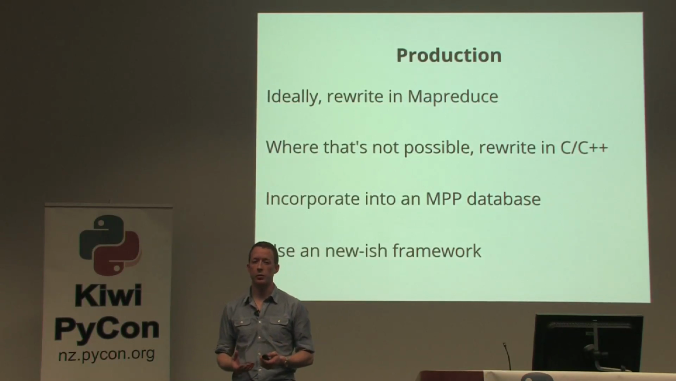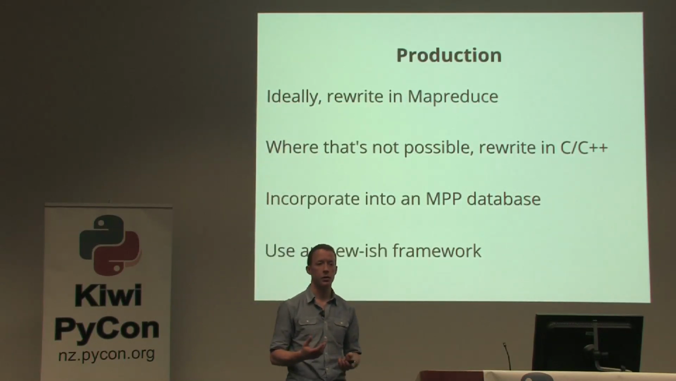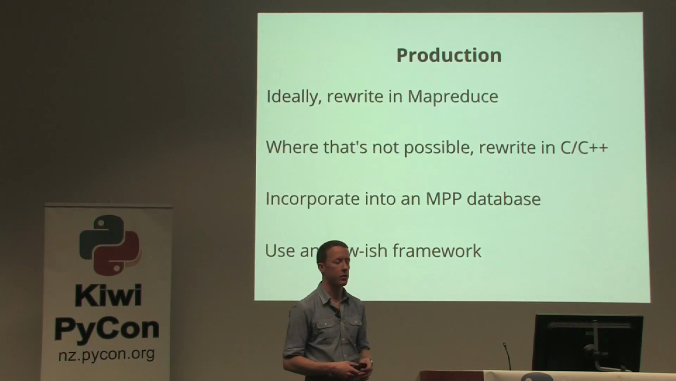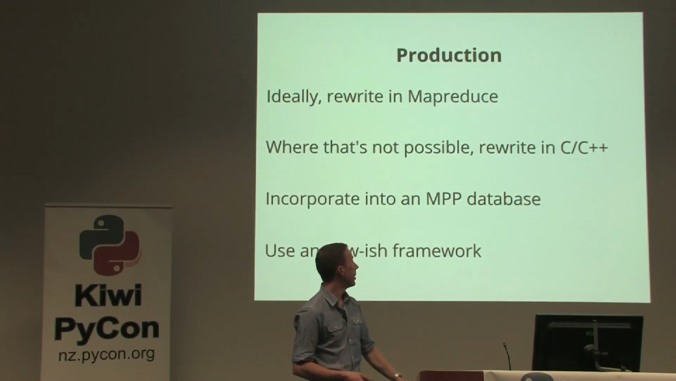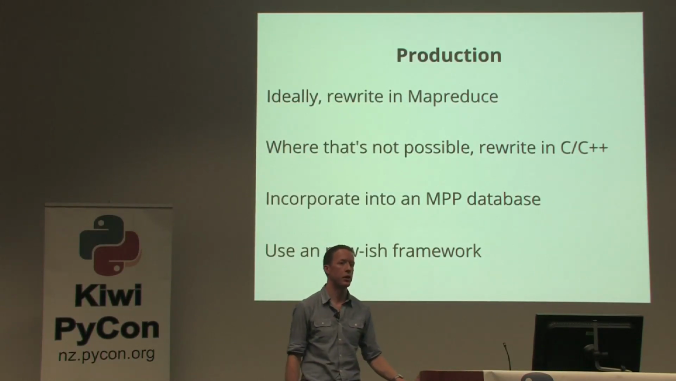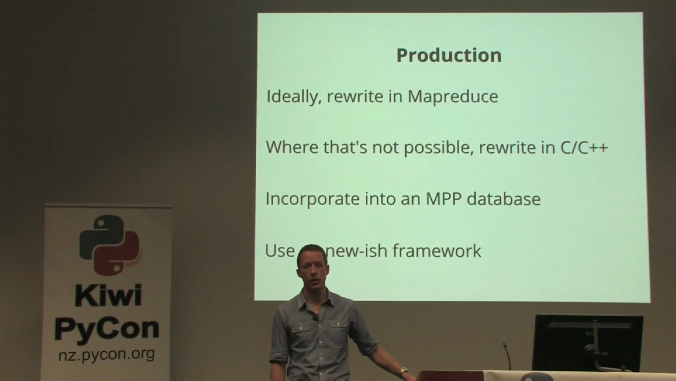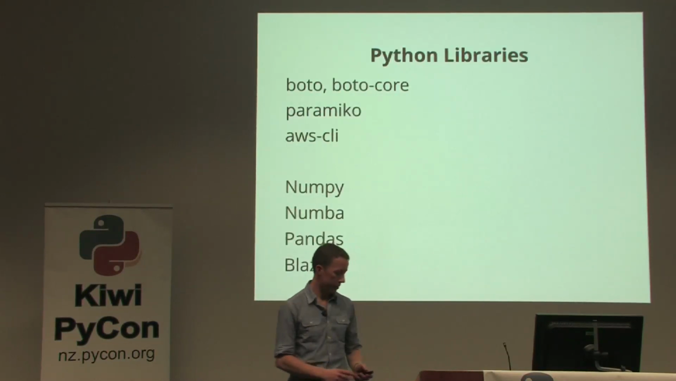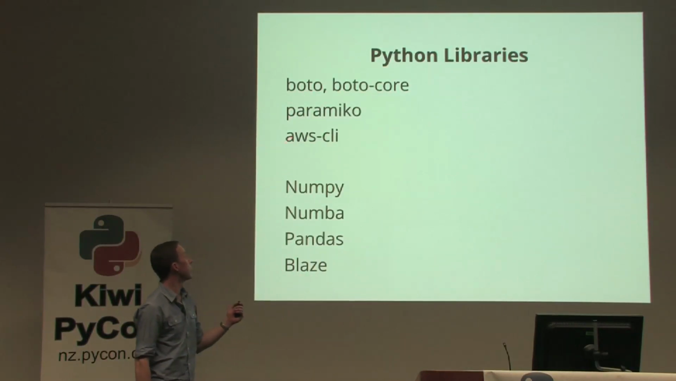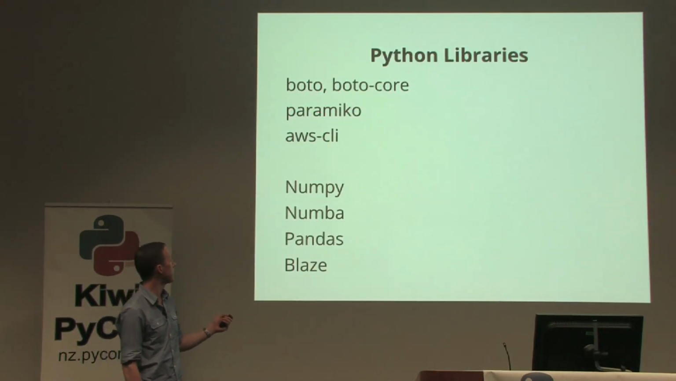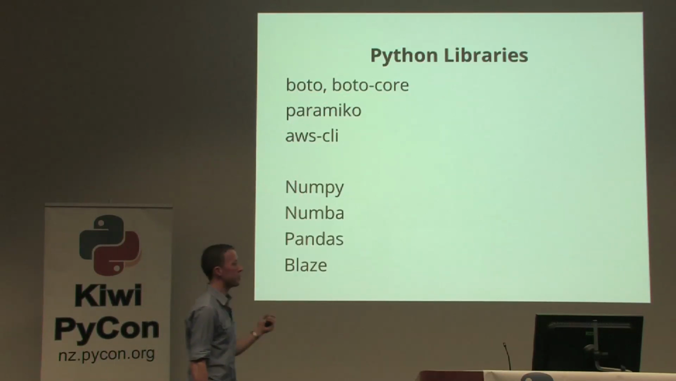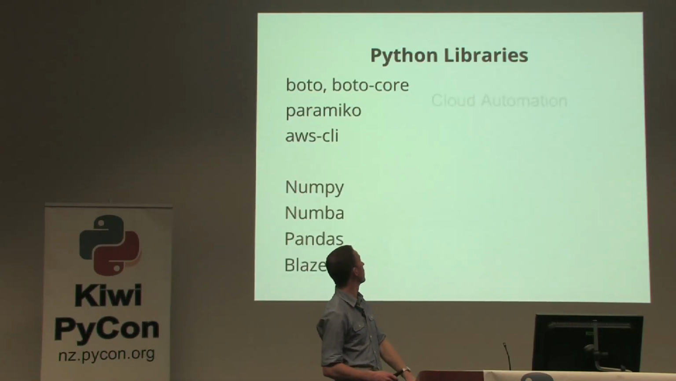MapReduce doesn't work for some algorithms, but often with a few tricks or some thinking about it, you can do it in this framework. If you can, that's the best way. Otherwise, again, rewrite it all in C. Or maybe incorporate it into one of the expensive vendor massively parallel databases like Vertica or Titan or Neo4j or others like that. So the Python libraries that I've used are boto and botocore, Paramiko for starting and stopping clusters, NumPy, Numba, Pandas, and Blaze for the data analysis, as well as my C libraries.